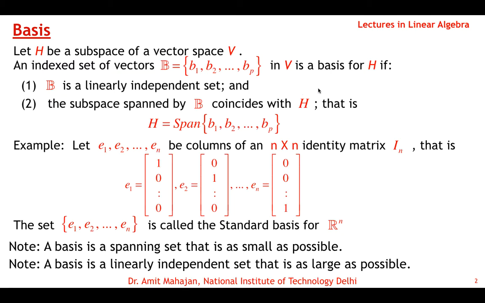So clearly, a basis satisfies two conditions: the set is linearly independent and it spans the space for which it is a basis. It is the smallest spanning set, so if you remove one vector, it will not span that whole space. And it is the largest independent set, so if you add one vector, it will no longer remain independent.